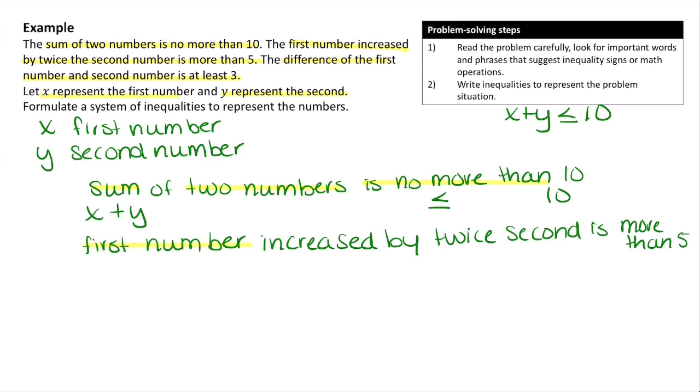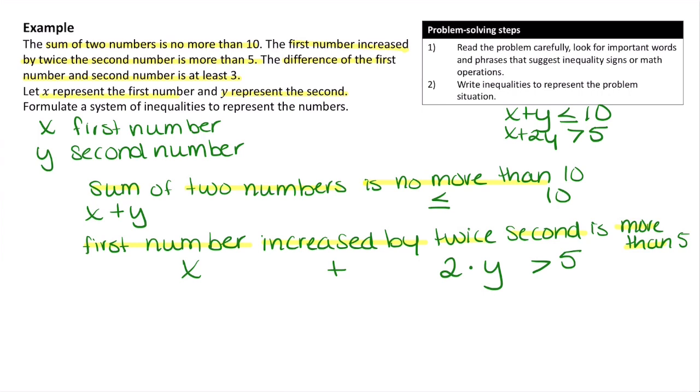We have the first number, which we know is x, and then increased by. If you look back at that chart, increased by is another phrase that means plus. And then twice, well, we know that twice is in the multiplication section of that chart. Twice means 2 times, and the second number is y. So 2 times y, and then we have is more than, which is on our chart of inequalities. That is going to be greater than, and then we have 5. So from that second sentence, we get our second inequality, which is x plus 2y is greater than 5.